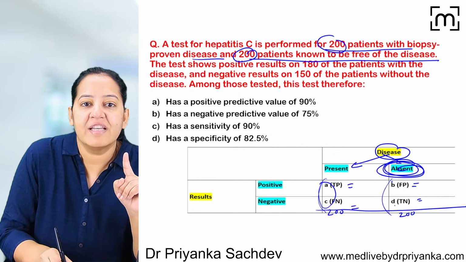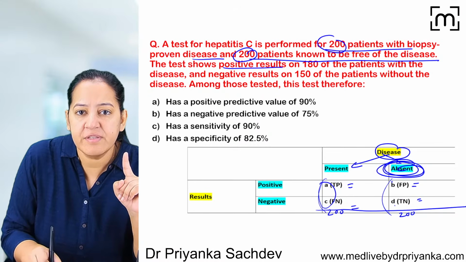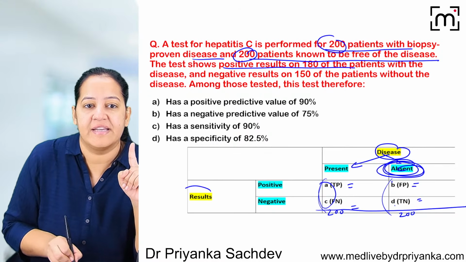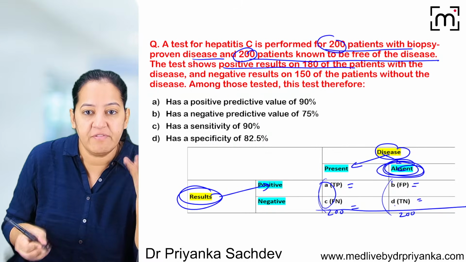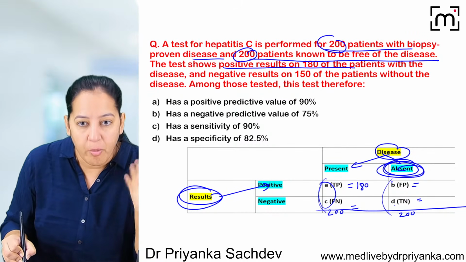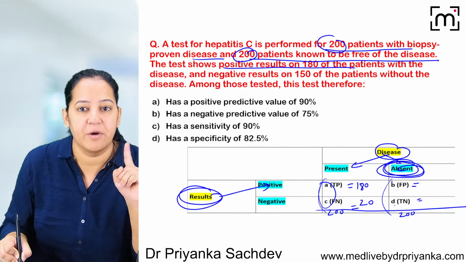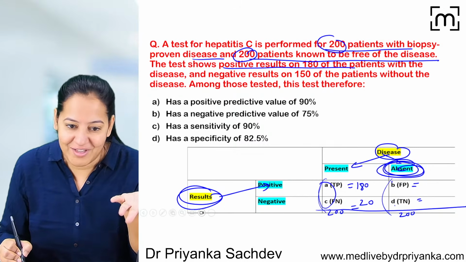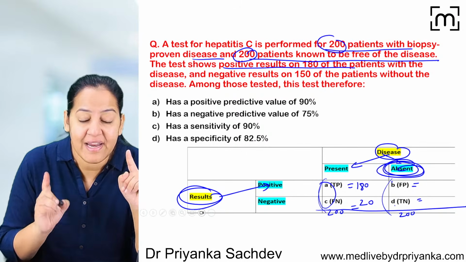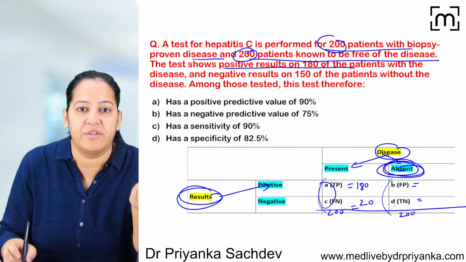Now read, the test shows positive result in 180 of the patients. The test results are positive in 180 of the patients. So obviously C is 20 because total is 200. C is not mentioned anywhere. 180 is A. They are saying test result is positive in 180 of the patients.